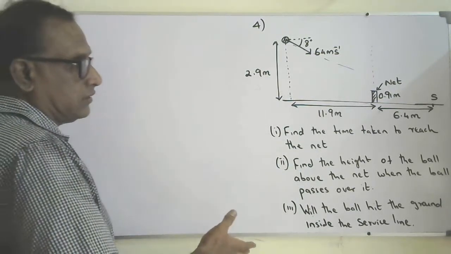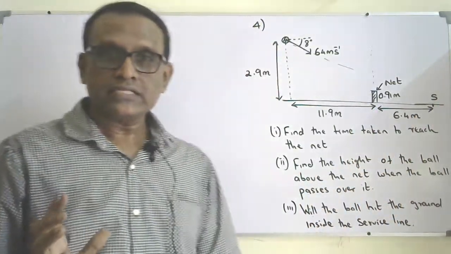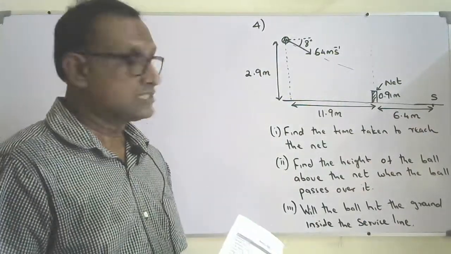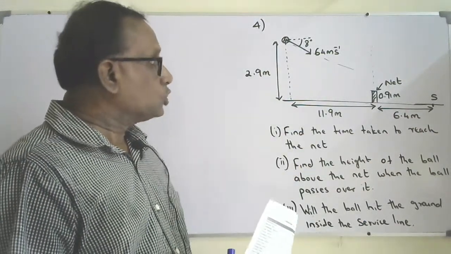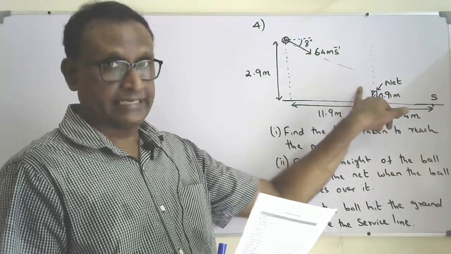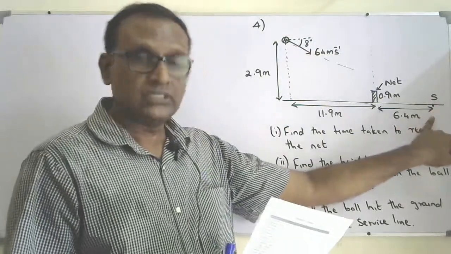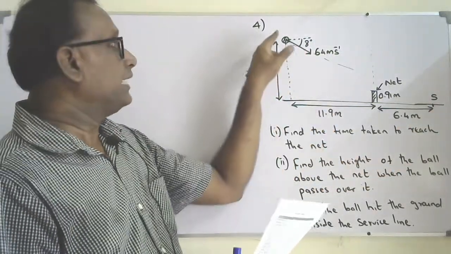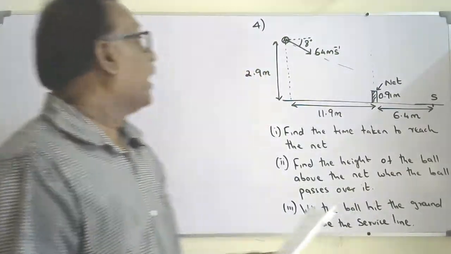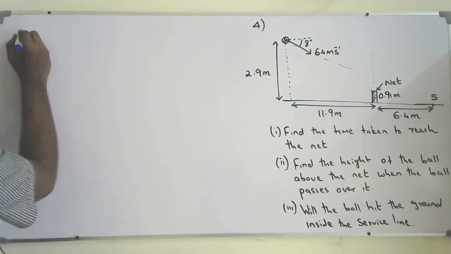Okay, so third part, will the ball hit the ground within the service line? Okay, so the service line is at a distance of 6.4 meters from the net. So for that, we will find the total time taken by the ball to reach the ground. We know it's not going to hit the net. So we'll find the total time taken by the ball to reach the ground. So that means the time taken to complete a vertical displacement of 2.9 meters. Okay, so there you will get a quadratic equation.